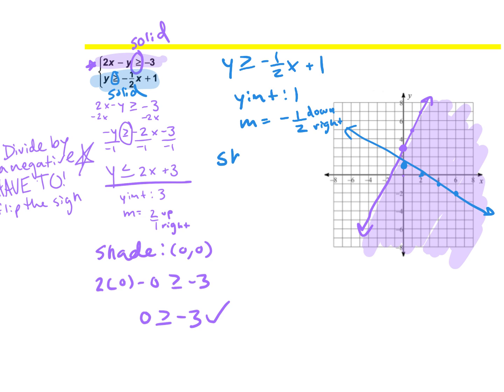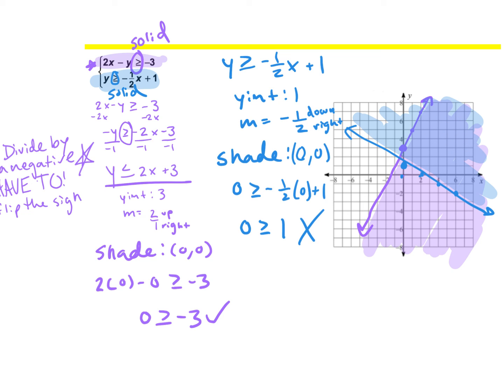And then now I need to test where I shade. What should I plug in? 0, 0. So I have 0 is greater than or equal to negative 1/2 times 0 plus 1. So 0 is greater than or equal to 1. Is this true? Nope, not true. So do I shade where 0, 0 is or where it's not? Where it's not. So I'm shading up top over here. And then the last thing I need to do is erase. Erase what's not overlapping.